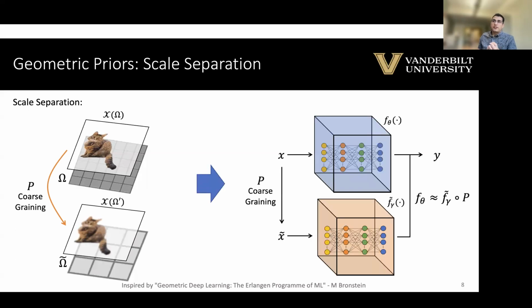And we can define our function f to be locally stable if we can approximate it as a composition of this coarse graining operator P with a model that's learned on the low resolution version of the image, or the coarse grained version of the image. So f theta is approximately equal to f tilde, the coarse grained version of our model, composed with the coarse graining operator P.